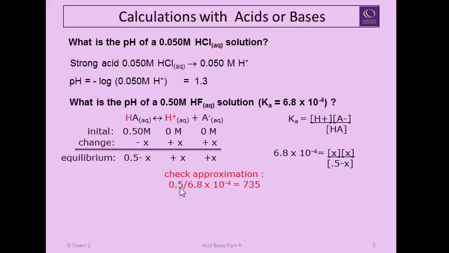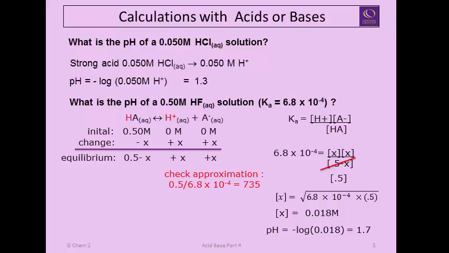If you divide the concentration by the equilibrium constant, and that number is greater than 400, as it is here, you can do the approximation that the amount of change x is insignificant to the concentration of the starting material. So you can estimate that at 0.05, which makes your math a lot easier. In essence, you're solving for x. You bring the 0.05 over, multiply it by the equilibrium constant, take the square root, and that solves for x. When you work that out, you end up with 0.018 molar, which is the concentration of hydronium ion and the concentration of the anion.